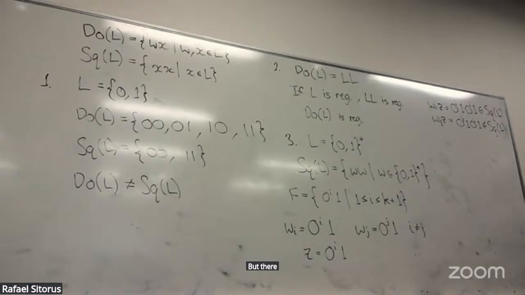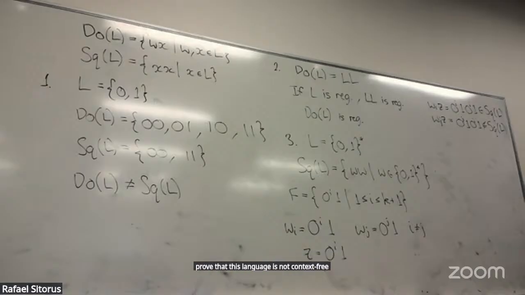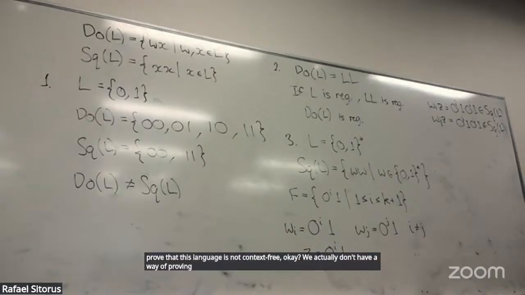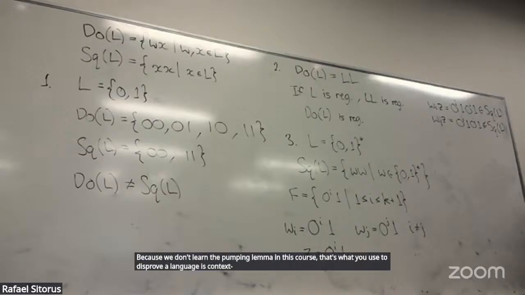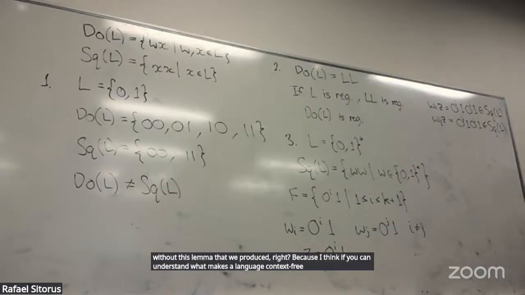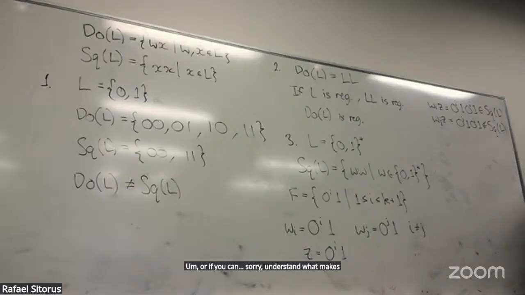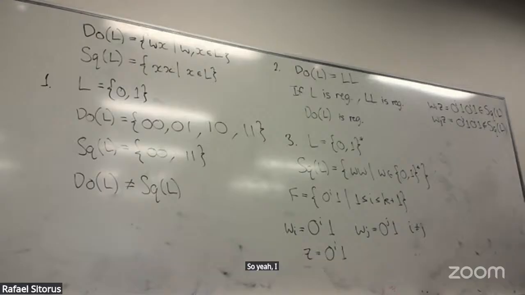But there is a bonus question that I've added, because the exam question I saw, the fourth question, was to prove that this language is not context-free. We actually don't have a way of proving a language isn't context-free because we don't learn the pumping lemma in this course. That's what you use to disprove a language is context-free. But it is still a good idea to think about how you would approach that problem without this lemma, because if you can understand what makes a language not context-free, it'll help you understand why languages are context-free. At least get the intuition for it. So I'll leave those as homework for you guys to look through. But I'll move it on to Carlton.